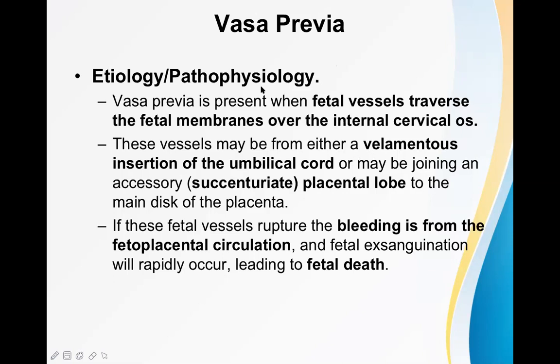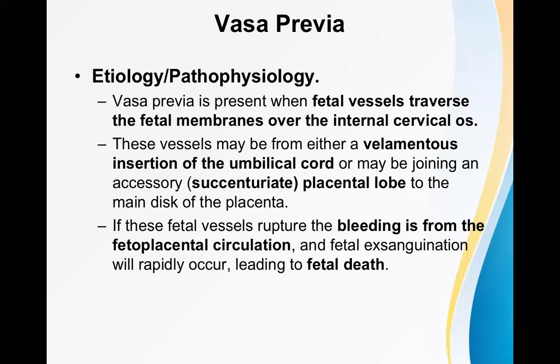Let's go through it. Vasa previa is present when fetal blood vessels traverse the fetal membrane over the internal cervical os. Now, this is not a very common condition. In this condition, there are a few necessary criteria. One, the fetal blood vessels should pass through the fetal membrane and cross the internal cervical os, and only then is there the placenta. Now, when the fetus is descending during labor or delivery, it will tear those traversing blood vessels, which can lead to serious hemorrhage.